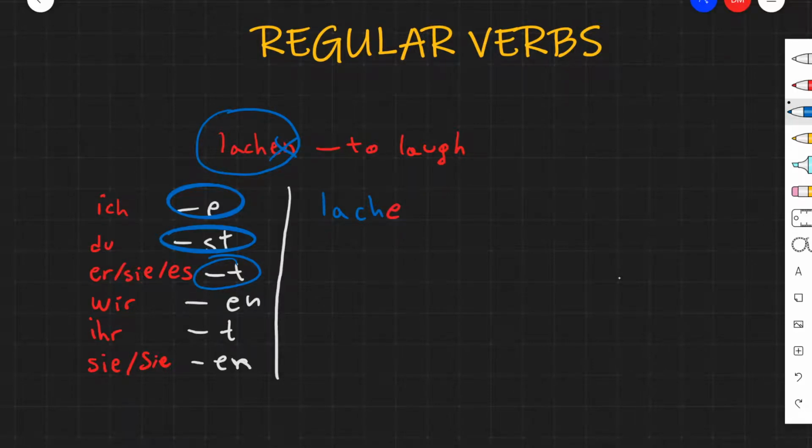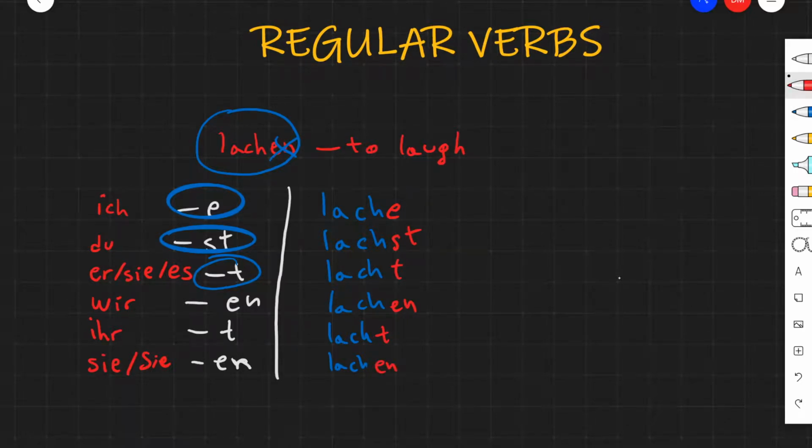Du lachst. St. Er, sie, es lacht. T. Okay? Wir lachen. Ihr lacht. And sie lachen.